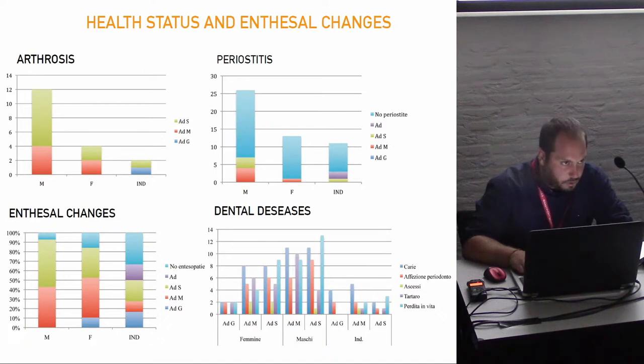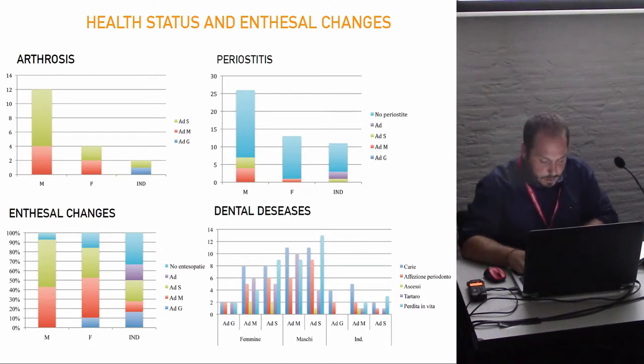This means the population worked a lot during life. Dental pathology, like caries and dental loss, affected more heavily mature and old adult men, while calculus or tartar and abscess were less documented. This could indicate a significant use of carbohydrates and sugar, as isotopic data confirm.